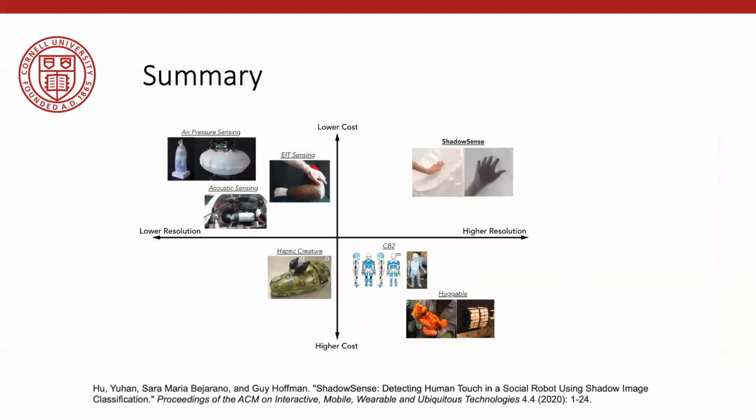To summarize, ShadowSense is a vision-based touch sensing method for social robots and has many benefits compared to the existing sensitive skin arrays. It can detect higher spatial resolution with minimal hardware cost. It can operate on different types of skins, no matter curved, soft, or deformable, and it expands the detection range to detect gestures above the skin. For more information, please refer to our paper.